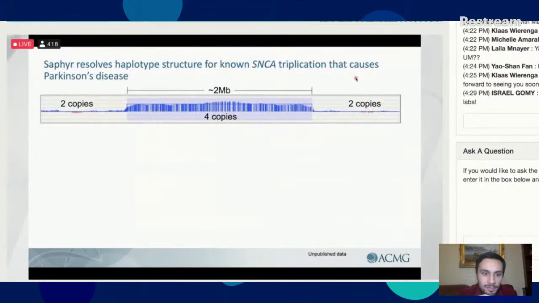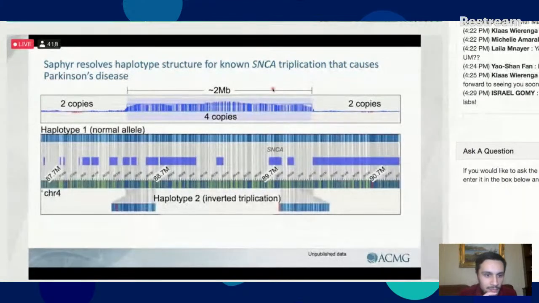Let me show you another example. This is from an alpha-synuclein triplication that is known to cause Parkinson's disease. Of course, both of these examples are structural variants. So if you're into copy number variant analysis, with the Saphyr, you immediately get this data where as we're going along chromosome 4, you have 2 copies, and then you see this sudden spike to 4 copies, and then back down to 2 copies. So we immediately see the breakpoints. We see that it's a 2 megabase region that now has 4 copies.